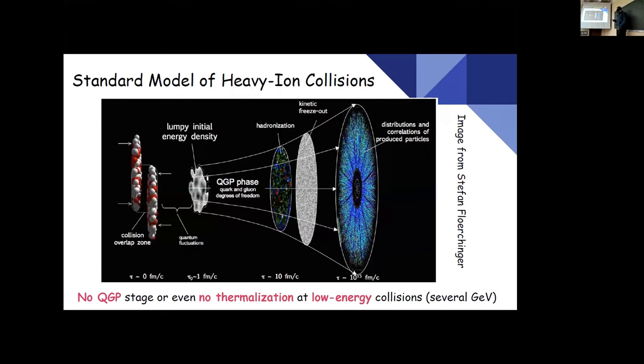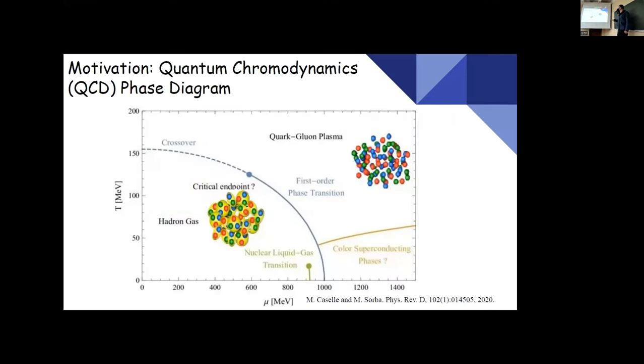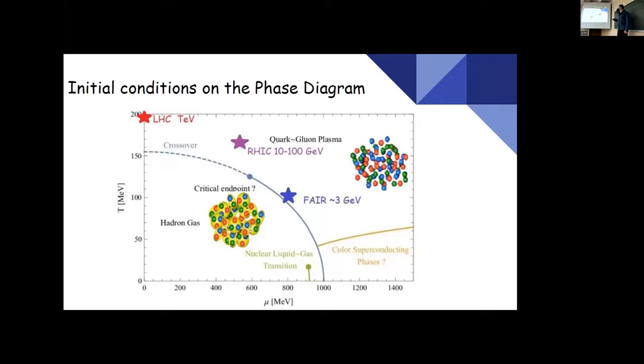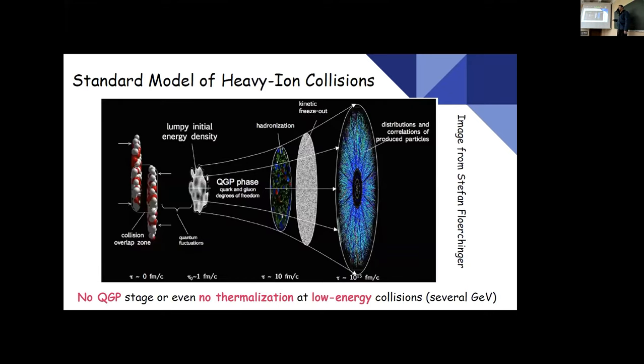And at least for LHC energies, people more or less know how this process is happening. So here we have two nuclei, which are Lorentz contracted because they're moving almost with the speed of light. Then they collide, creating new particles. Then the system thermalizes, we believe, quite fast. Then it expands into the vacuum.